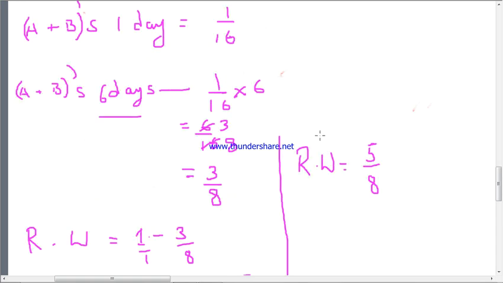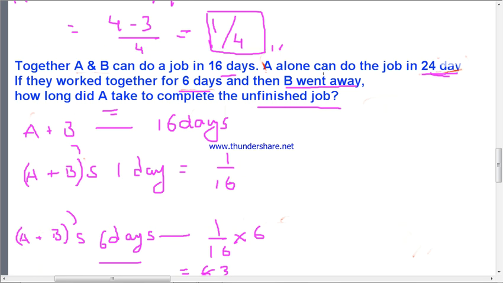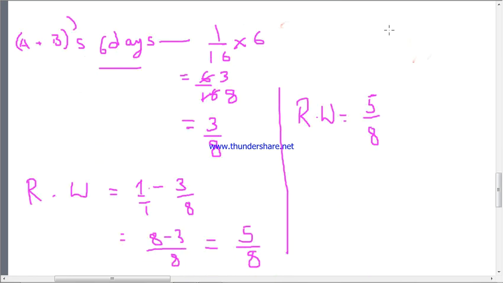Okay, let's go back to the question now. I've got the remaining work. Now let's read it again. A alone can do the job in 24 days. So had there been only A, he would have finished the job in 24 days. That is what we know, which we have not utilized. They worked together first to finish, then B went away. How long did A take to complete the unfinished job? The unfinished job is 5 by 8, and this is completed by A alone since B has left.